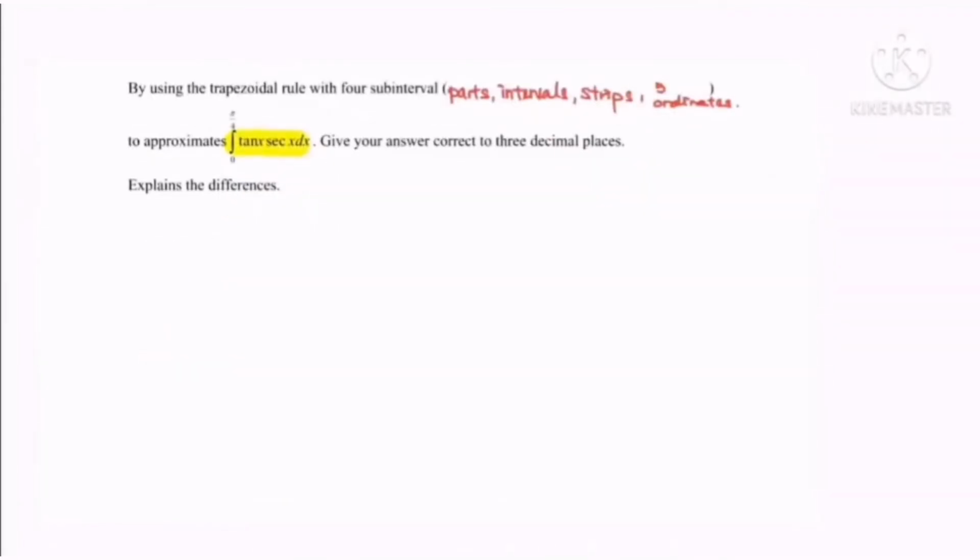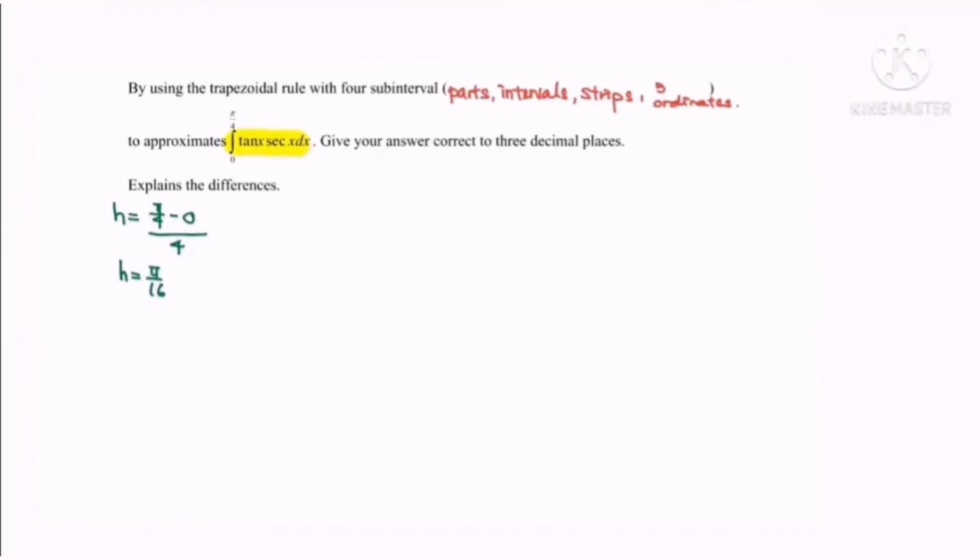Next, for the second part, by using the trapezoidal rule with 4 subintervals. In here, step number 1 is to find the h. So h is equal to b minus a over n, where we have pi over 4 minus 0 over n. By referring to the situation, 4 subintervals or 4 strips or 4 parts, but 5 ordinates. So in here we have to divide by 4. So h will be equal to pi over 16.